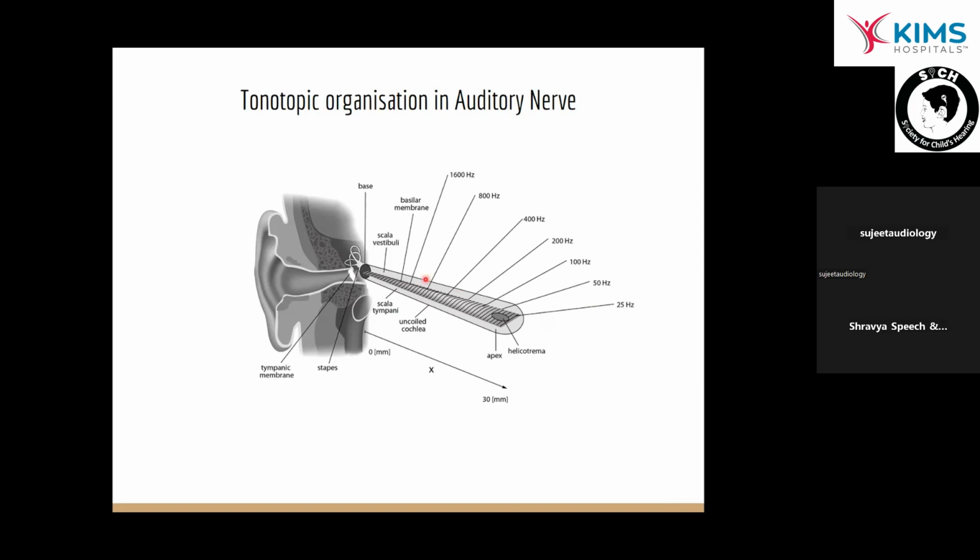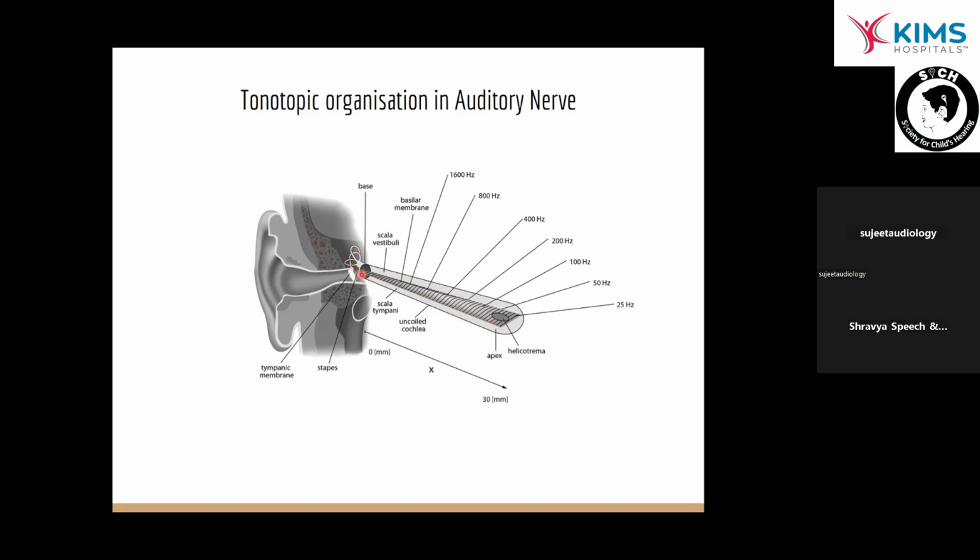Why? Understand this now. This is your basal region. This is your apical region. The basal region is narrower, the apical region is wider. That's why the basal region is more stiff and the apical region is less stiff. The basal region is responsible for your high frequency. The apical region is responsible for your low frequency. That is not the important part. What is important is that it is a resonator. It is a filter.